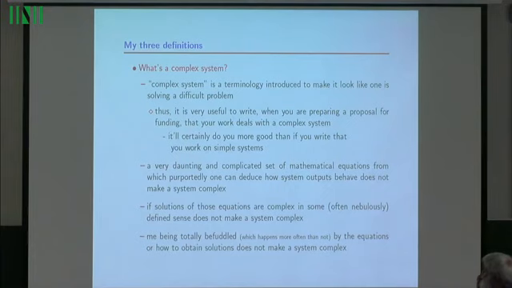So some people think a complex system is one in which there's a daunting and complicated set of mathematical equations from which you can supposedly deduce how the system outputs behave. That doesn't make a complex system in my view. Sometimes the solution of those mathematical equations, even simple mathematical equations, is complex in some nebulous sense, like, for instance, it's chaotic, which also needs definition. That also doesn't make a complex system in my definition. Being totally befuddled by the equations of how to obtain a solution does not make a system complex. That's just weakness on my part.